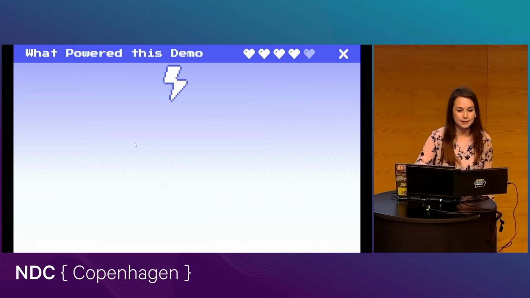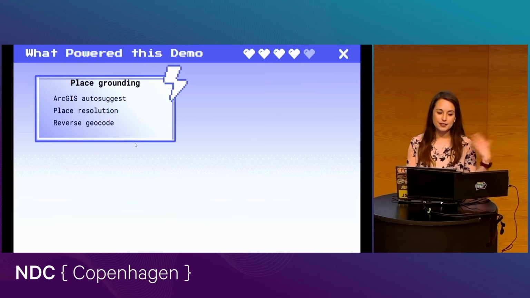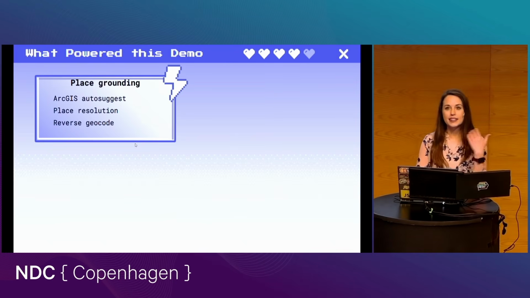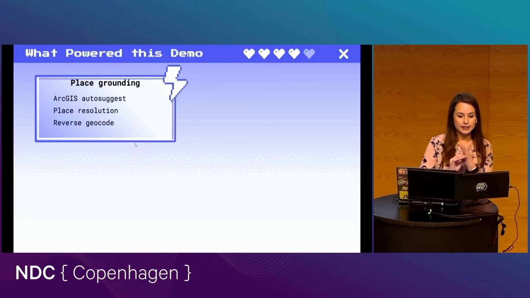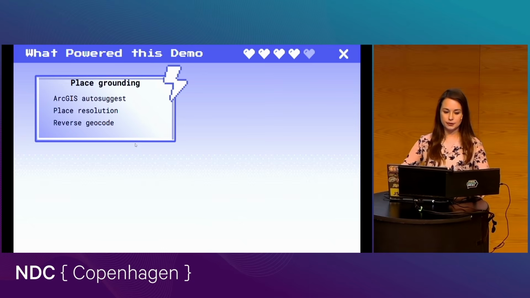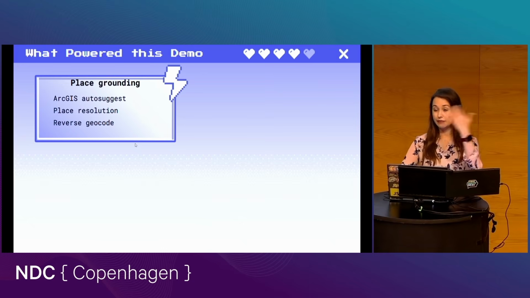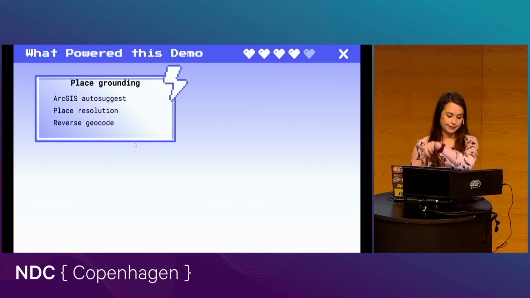Okay, and what powered this demo? Well, there are a few things. The first thing is we had a lot of location stuff going on there. The first was ArcGIS, which was actually grounding the locations. We had our search box with auto-suggest. We had place resolution. So it basically grounded the location to make sure that it was tied to the actual place instead of something just kind of vague. And then also we have reverse geocoding for when you click use my location.